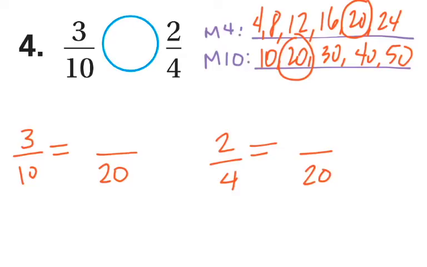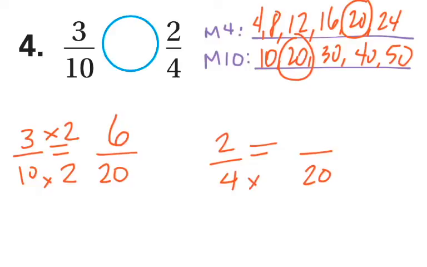3/10, to get to 20, something 20ths, I know I need to multiply my denominator by something. 10 times something equals 20. 10 times 2. So if I multiply my denominator by 2, I have to multiply my numerator by 2. So 3 times 2 would be 6. 6/20 is equivalent to 3/10. Now let's see how many 20ths are equivalent to 2/4.